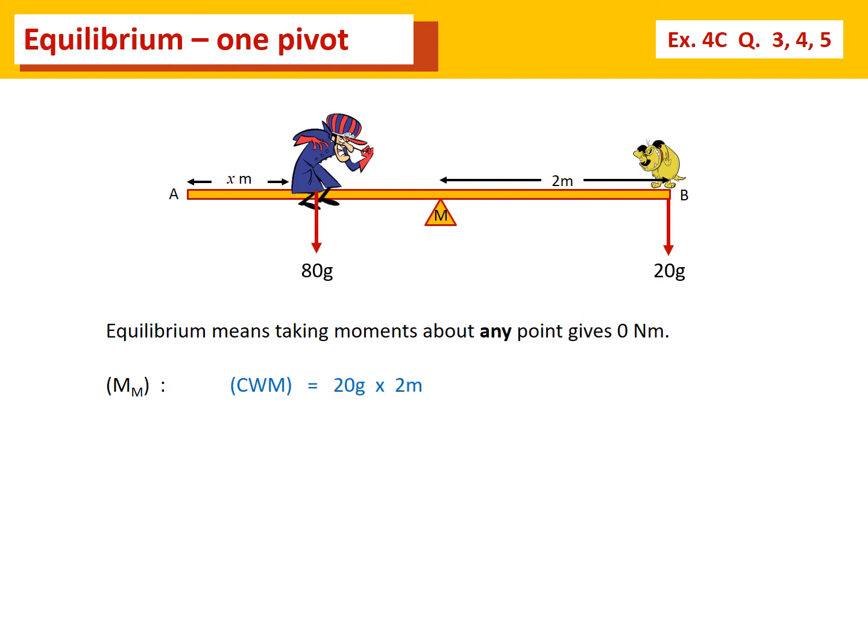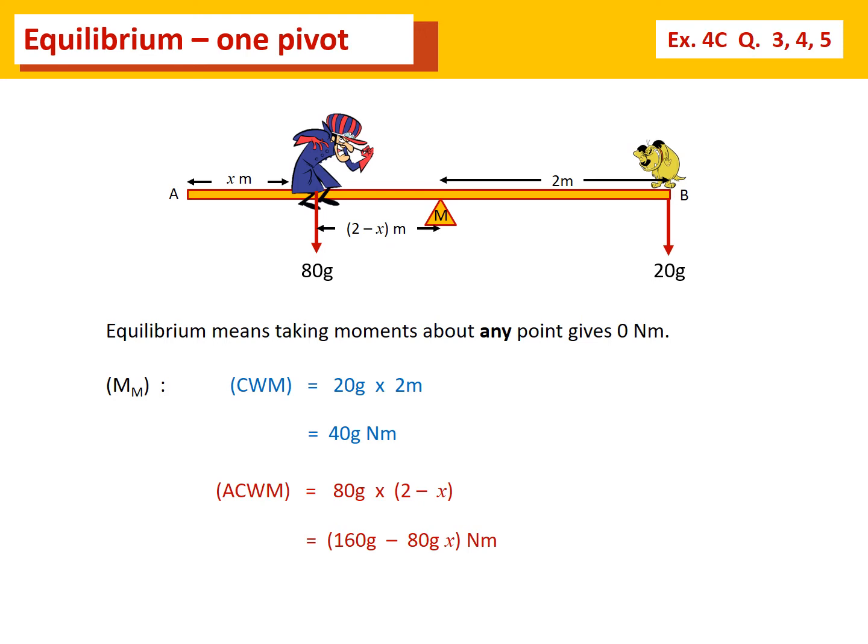So now if I take clockwise moments, the clockwise moment is exerted by the 20 G times by 2 meters. And Dastardly is exerting an anti-clockwise moment, and that anti-clockwise moment is 80 G times by the distance from Dastardly to the point of pivot. Well, that whole distance there is 2 meters. This distance is x, which means this actual distance must be 2 minus x. So it's 80 G times 2 minus x.